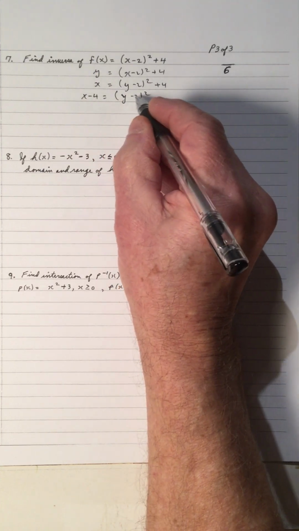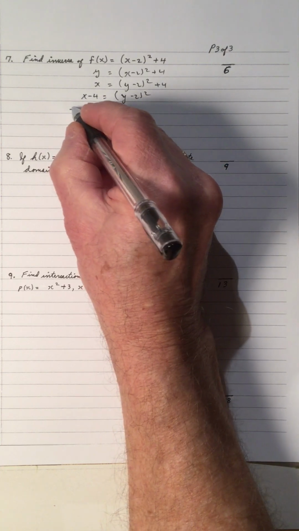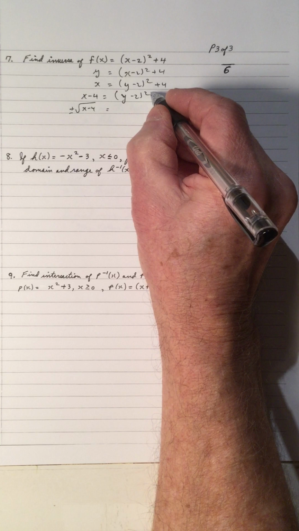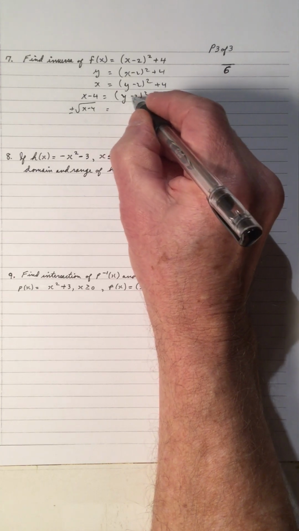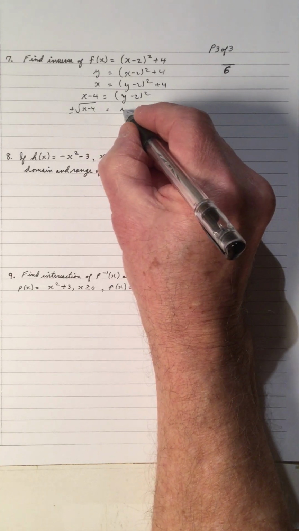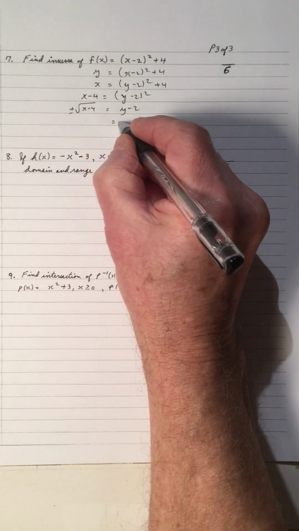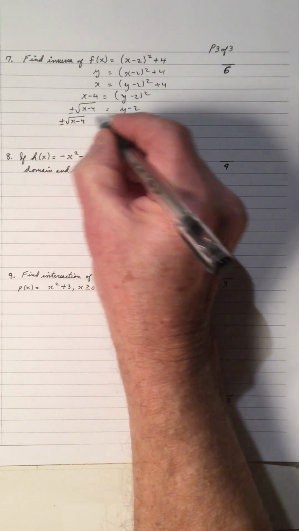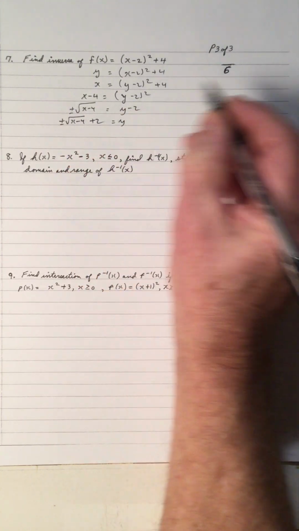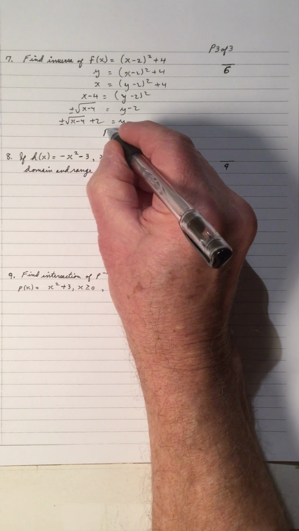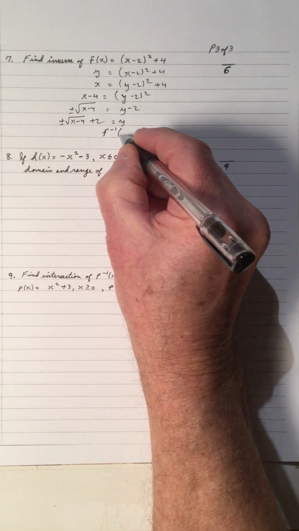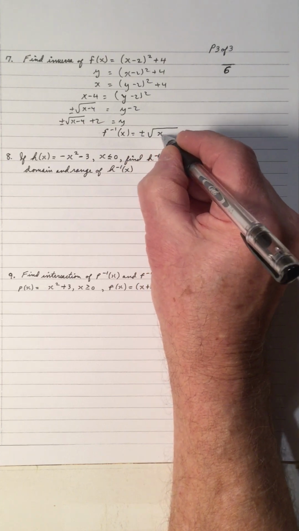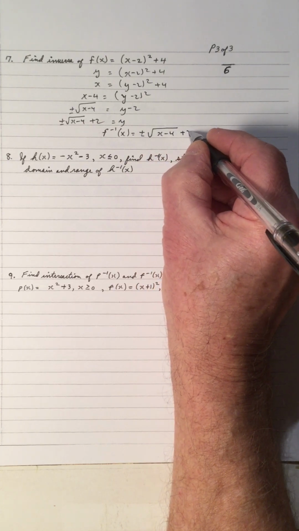And now we have a square, so we'll do the square root of each side, so it's plus or minus the square root of x minus 4. So the square root of y minus 2 squared is y minus 2. And so y is equal to plus or minus the square root of x minus 4, plus 2. So its inverse, f to the negative 1 of x, is plus or minus the square root of x minus 4, plus 2.